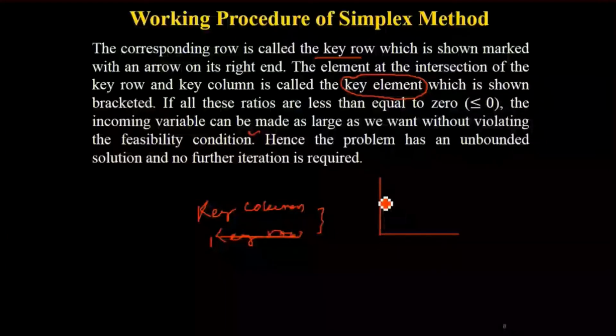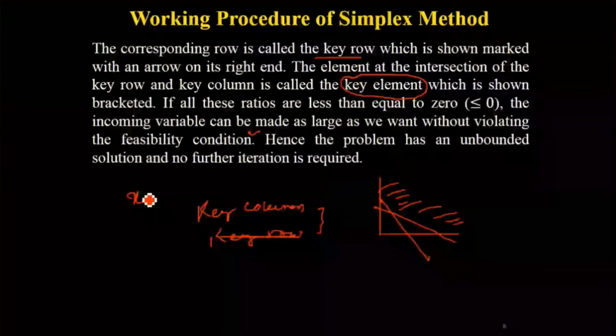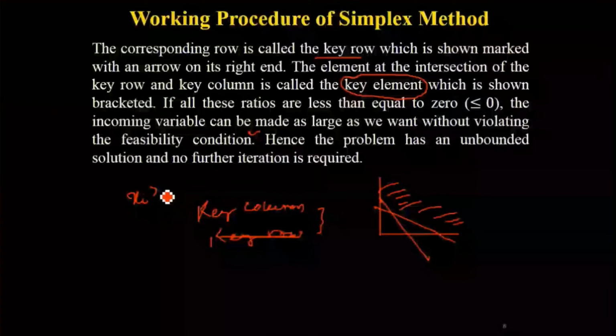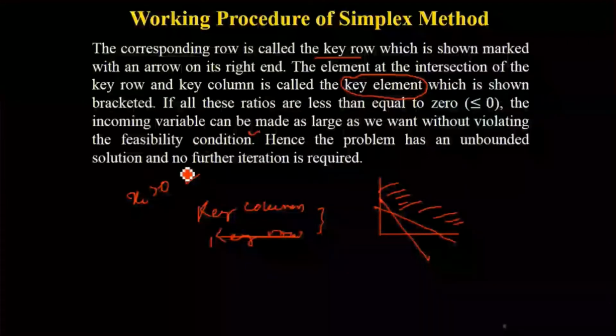For example, if this is the region, it will not violate the feasibility condition. The feasibility condition is xi greater than 0, it will not violate this, it will obey this condition, but the thing is that it will grow as large as possible. So hence the problem has an unbounded solution and no further iteration is required.